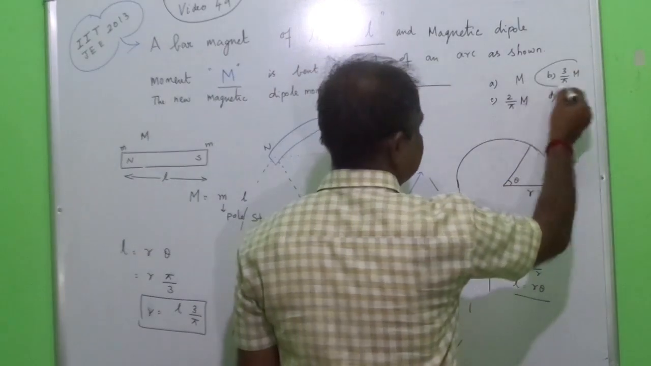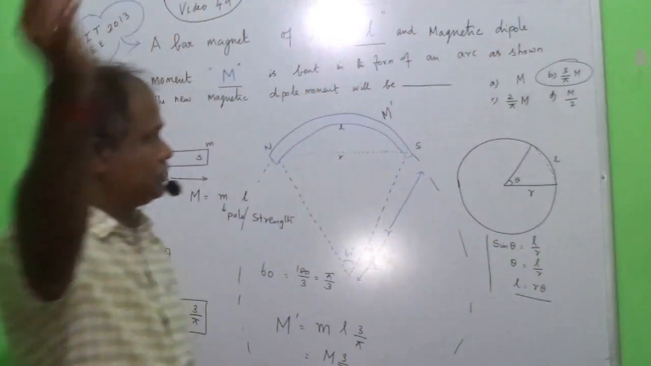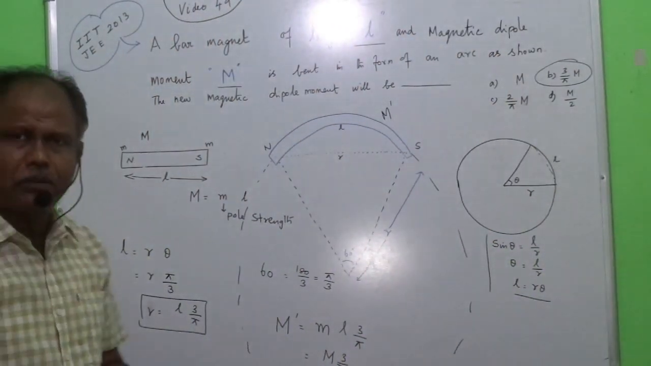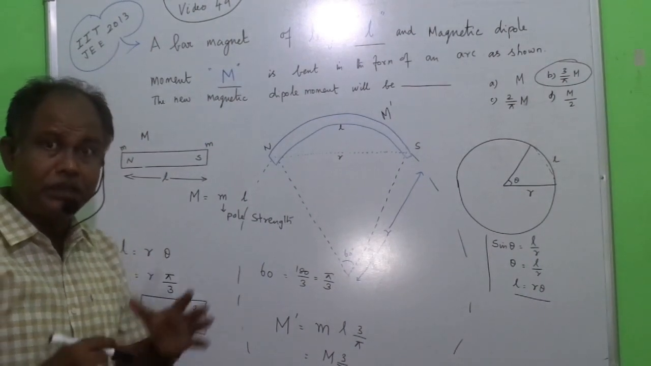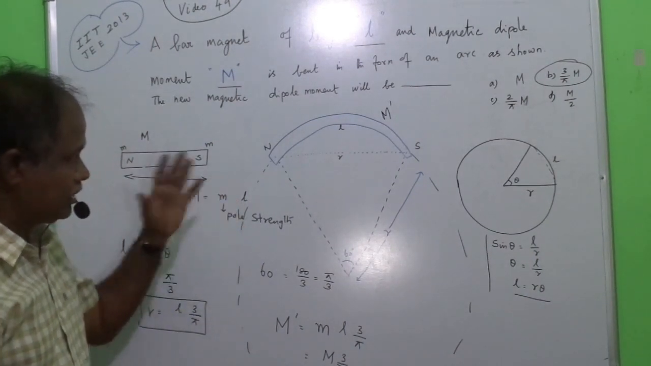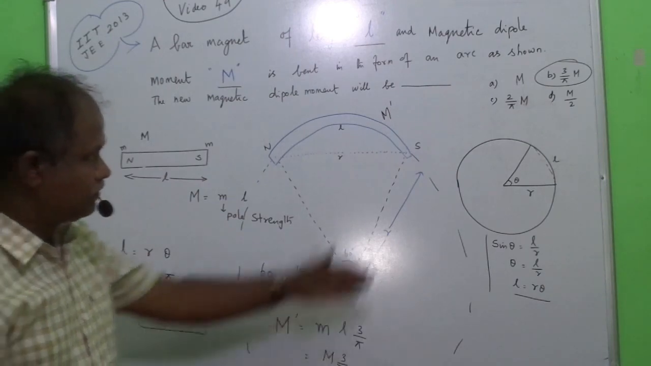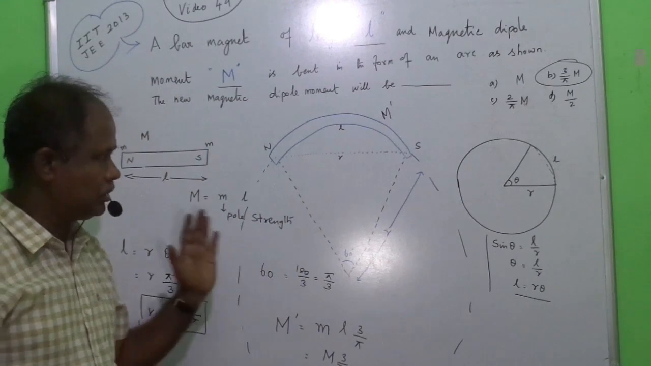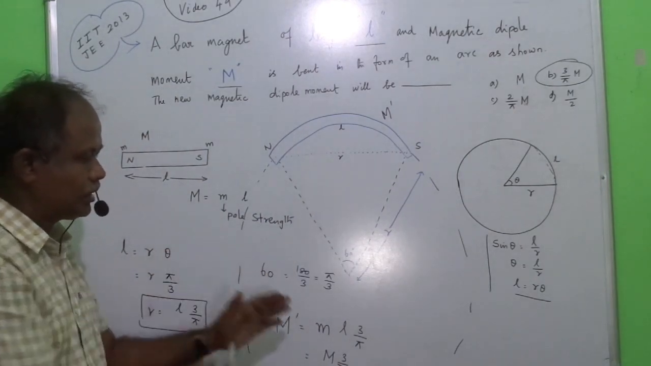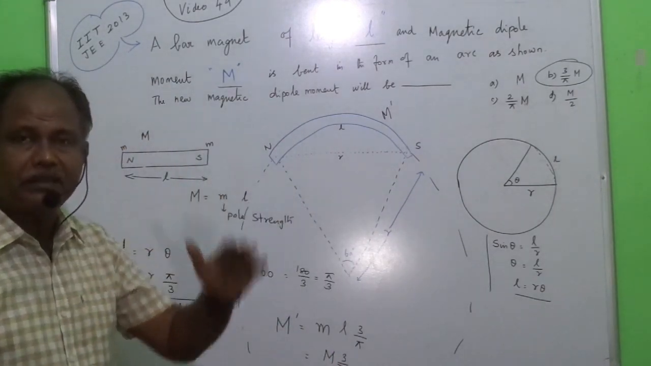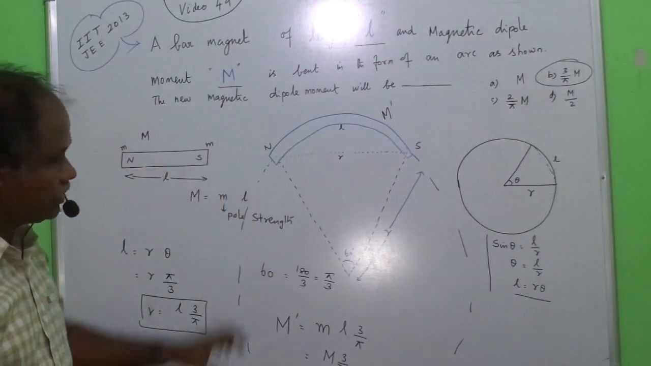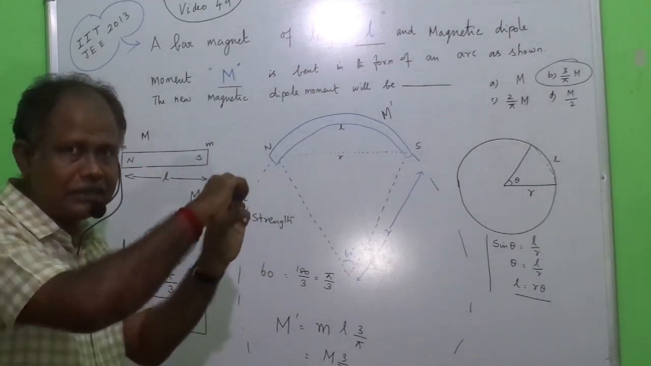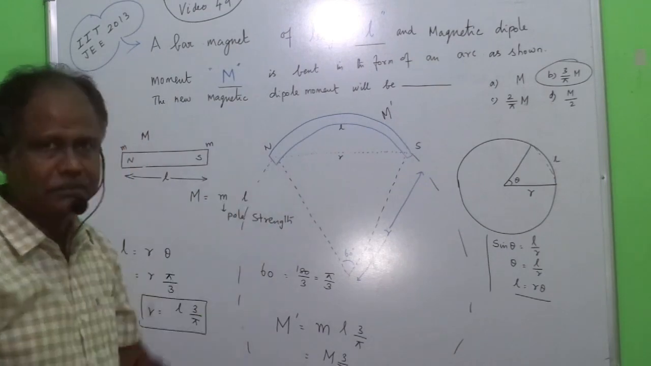The second option is correct. So, a very simple problem, but so many basic concepts are used here. The first concept, the second concept, this and that, all those things are combined together. You can get the magnetic moment of a new magnet, that is, a bent magnet, a magnet which is bent like this.